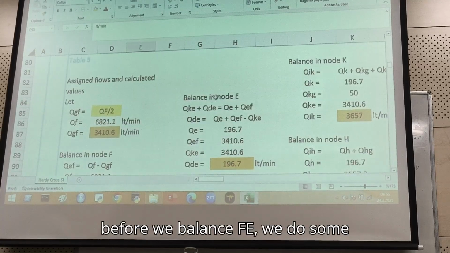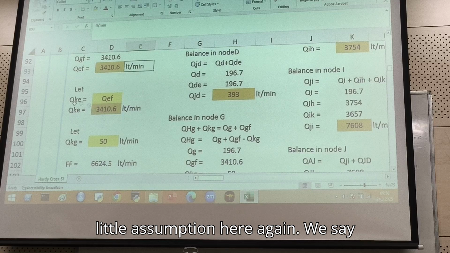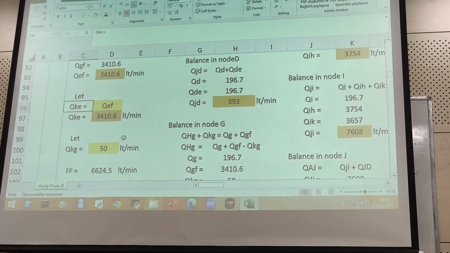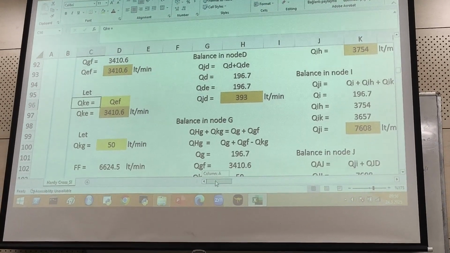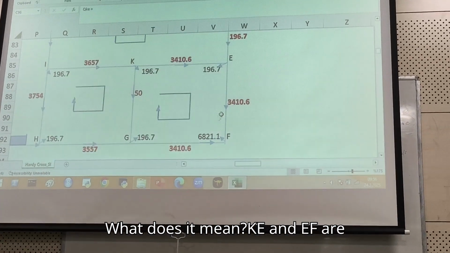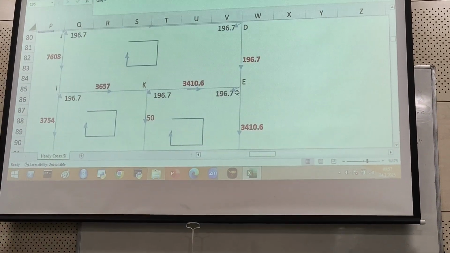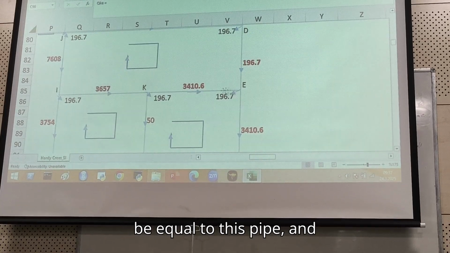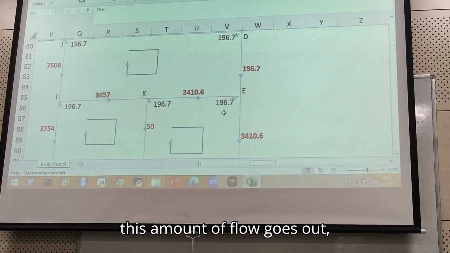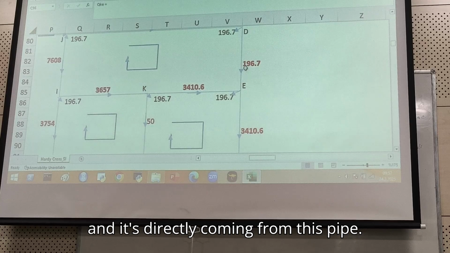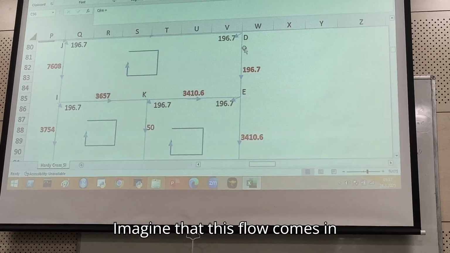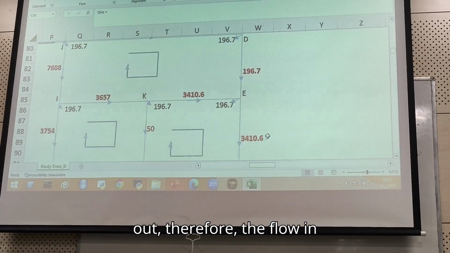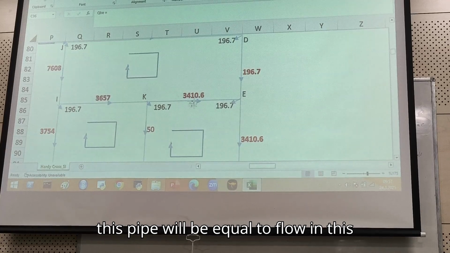Now, before we balance at E, we do some little assumption here again. We say, let QKE equal QEF. What does it mean? KE and EF are set. We say, let's say the amount of flow in this pipe will be equal to this pipe, and this amount of flow goes out, and it is directly coming from this pipe. Imagine that this flow comes in this way, and it automatically goes out. Therefore, the flow in this pipe will be equal to flow in this pipe.